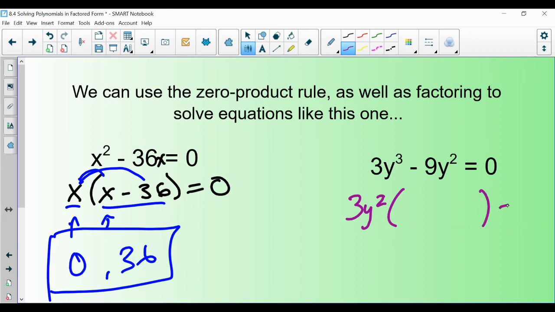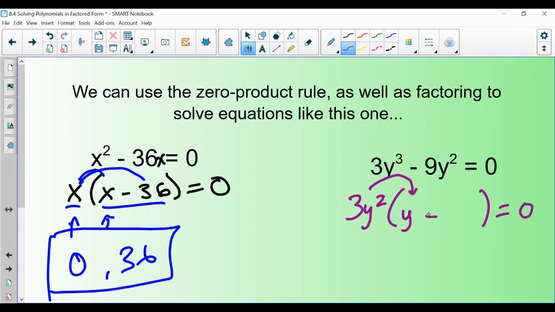So now we're going to undo that. Undo the distributive property with that. We have to say 3y squared times what would be 3y to the third. We have the 3 already covered, right? So y squared times what is y cubed? That would just be y. 3y squared times y is 3y cubed.